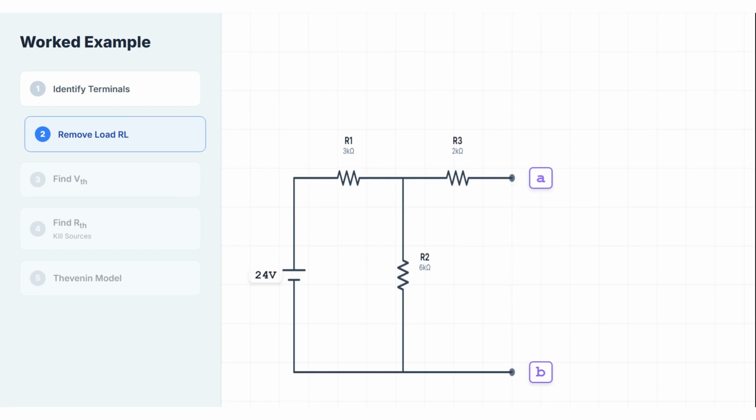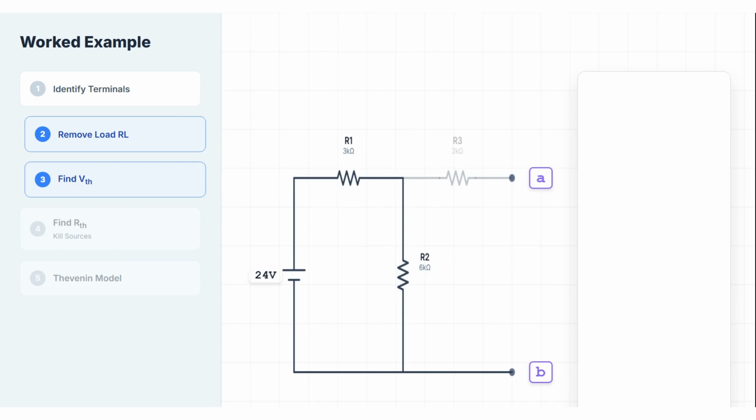Step 3. Find VOC, the voltage at terminal A with respect to ground. Let's use nodal analysis. With RL removed, we have one non-reference node, the junction between R1, R2, and R3. Let's call its voltage V1. Wait, actually, let me simplify. Since RL is removed, no current flows through R3, so the voltage at terminal A is the same as V1.